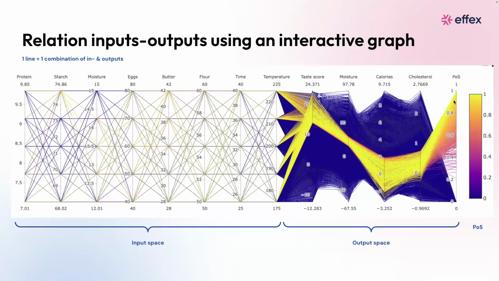We have a third section. So after the output space section, we have this last section, which is the probability of success, and is a single numerical value that assesses how likely you are to be within specifications for all 4 quality attributes at the same time. And we color each line using that last axis. This is a highly interactive graph, as you will see, and it allows optimization and filtering as well.